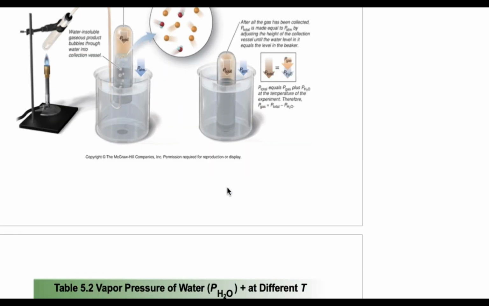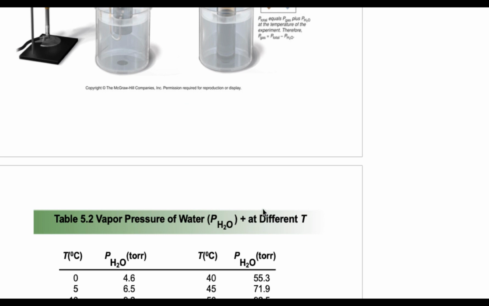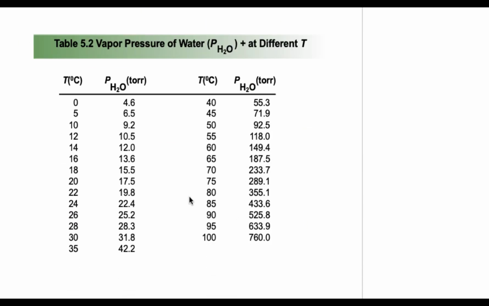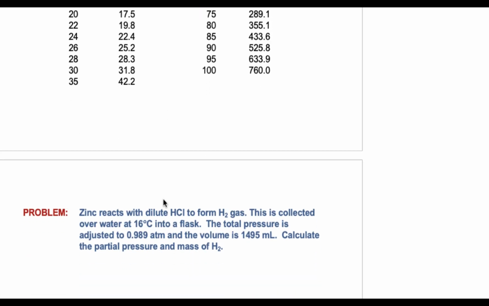But the thing is, that's the total pressure of the gas. That includes the gas and the water vapor. So what we need to do is subtract from the total pressure the pressure of the water vapor at the temperature of interest. This is a table that has vapor pressures of water at different temperatures, and there are even more extensive tables that you can get.